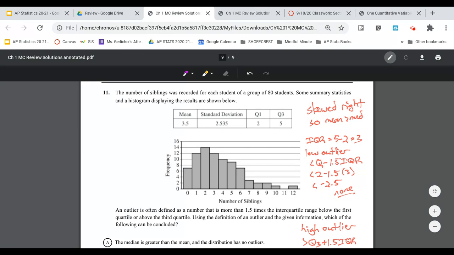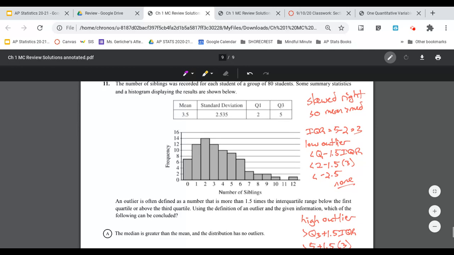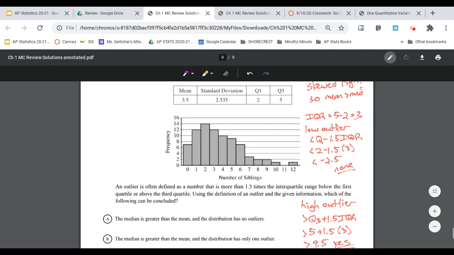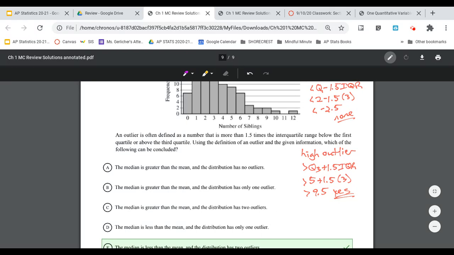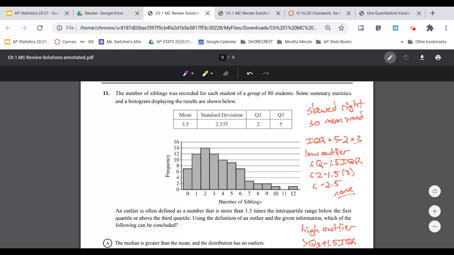Number 11. So we have some information. I looked at the graph, noticed that it was skewed right, had some potential outliers at the top. They reminded us of our outlier rule again. And we are figuring out which one describes this distribution the best. So the first thing they talk about is the median versus the mean. Well, it's skewed right. And remember that the mean is not resistant to outliers. So if there are outliers up here, they are dragging the mean to the right. The median is resistant. It's not getting dragged anywhere, but the mean is getting dragged higher than the median.